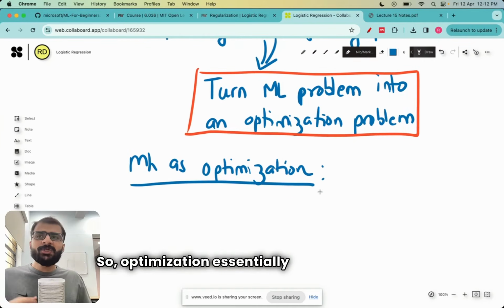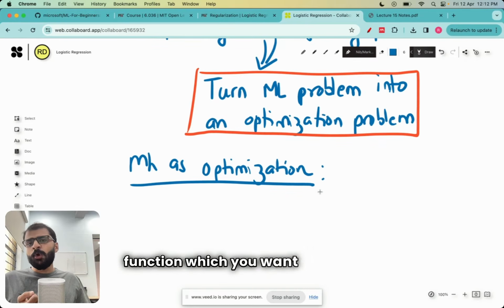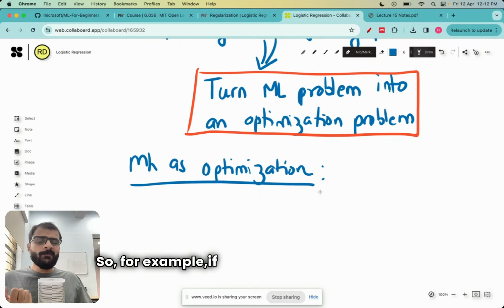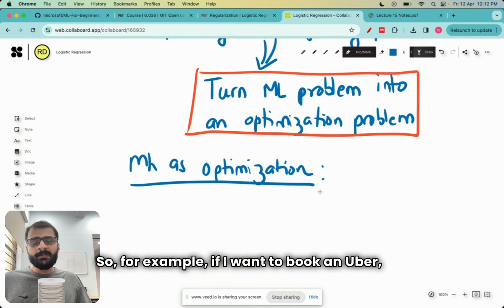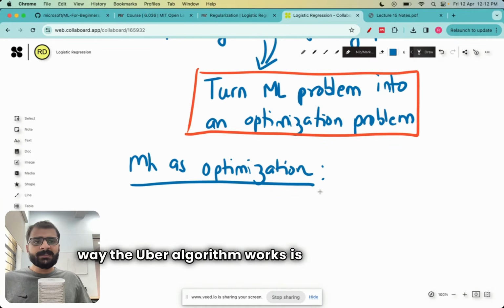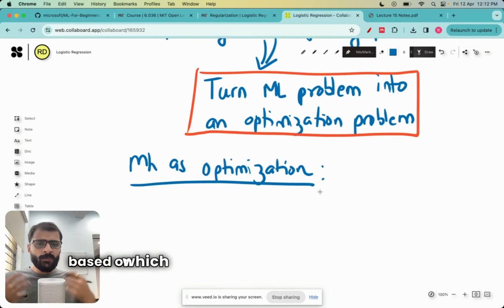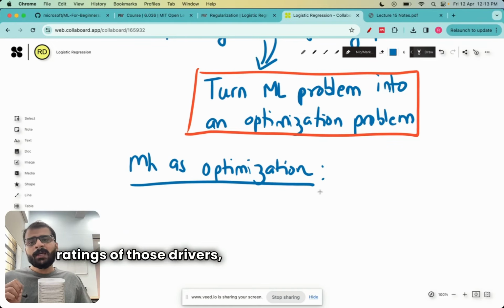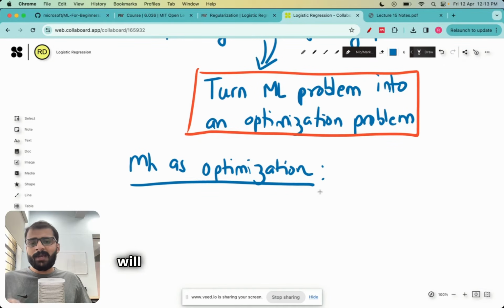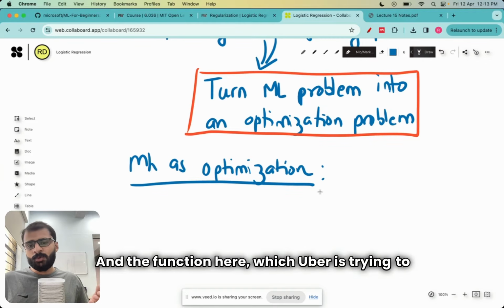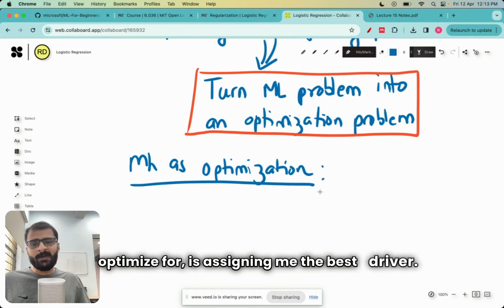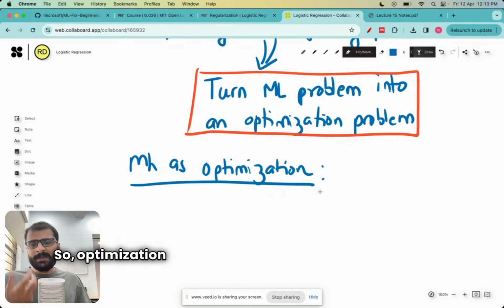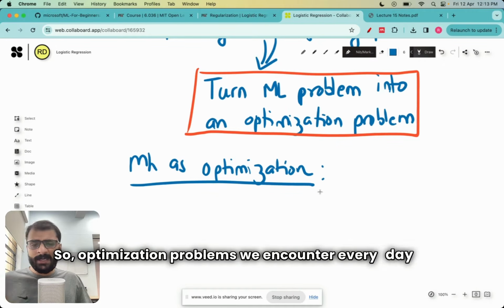So optimization essentially means there is a function which you want to optimize. So for example, if I want to book an Uber, the way the Uber algorithm works is that based on my location, based on which drivers are close to me, based on the ratings of those drivers, based on my willingness to pay, Uber will assign me the best possible driver. That is an optimization problem. And the function here, which Uber is trying to optimize for, is assigning me the best driver.